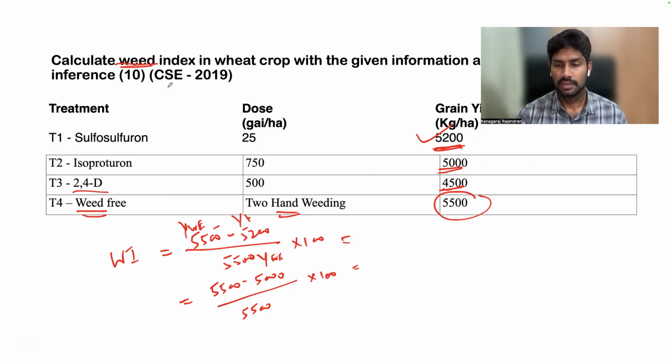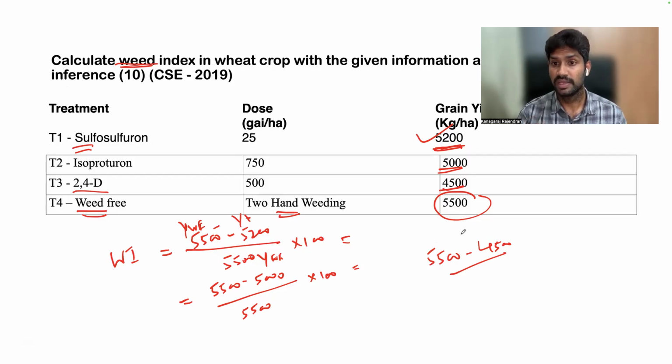But the purpose of this question is whether you know the formula or not. And you have to calculate the percentage. Okay. And here, if the gap is minimum, the percentage will be lower. So if you calculate for sulfosulfuron, the percentage will be lower. When the gap is more, so 5,500 with 4,500, then you will get a higher percentage.